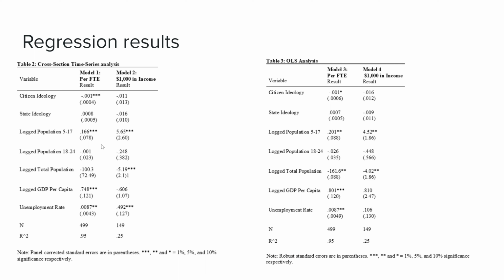Population of 5 to 17-year-olds was a proxy to determine future demand for public education. As you can see, this was very significant. However, the college education age range, 18 to 24-year-olds, was not significant at all.